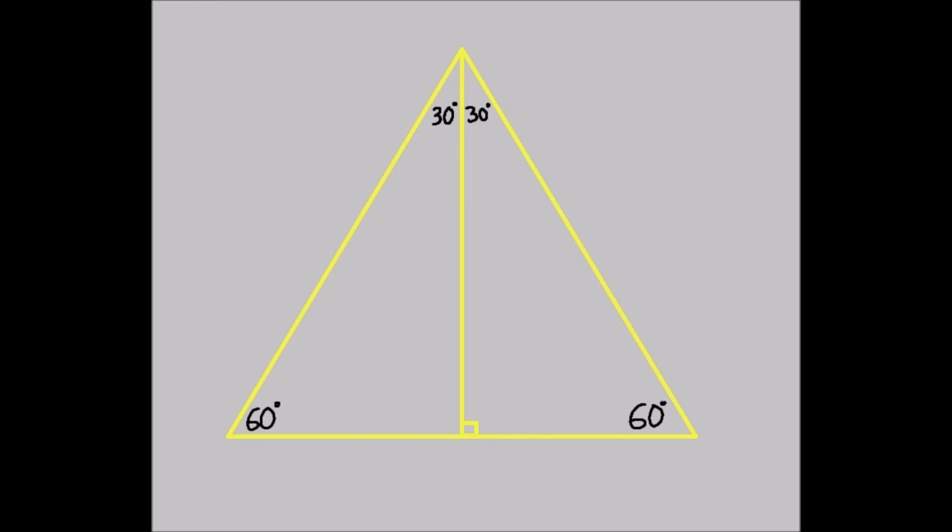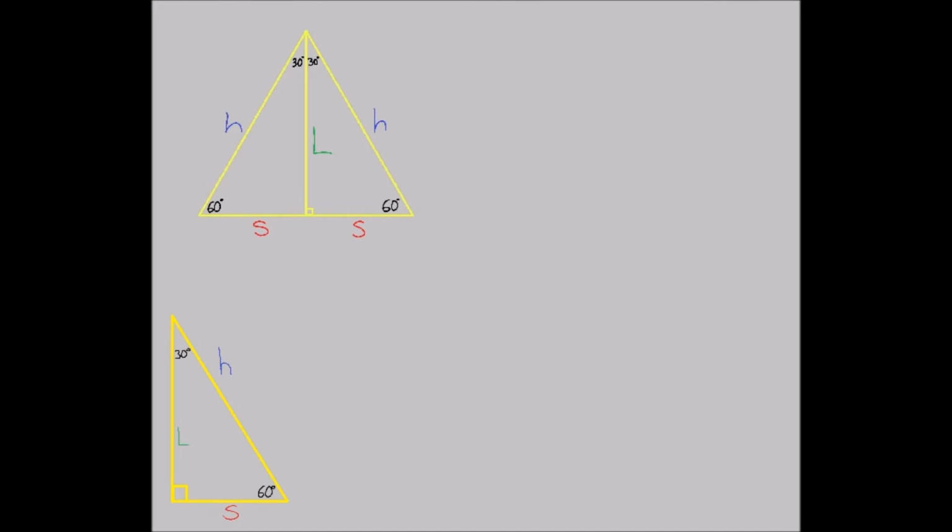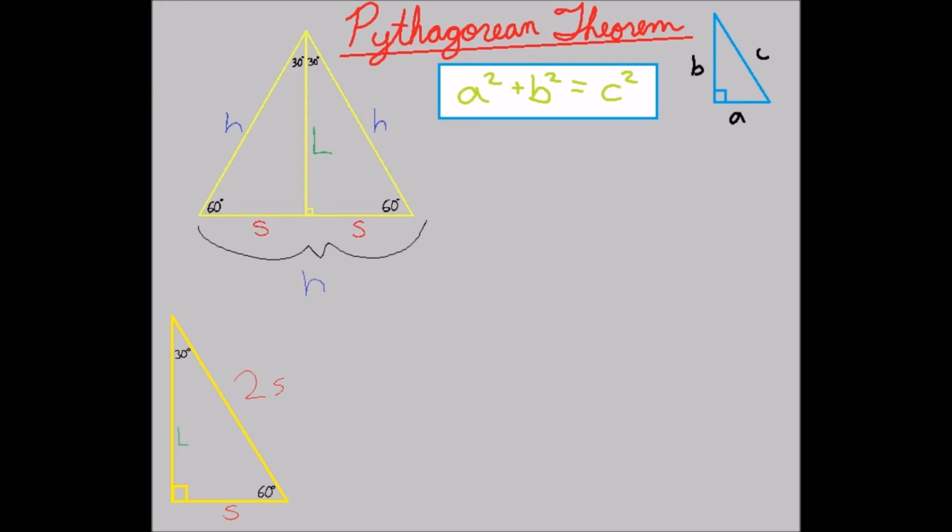Let each half of the bottom line of the triangle be S, each full-length side H, and the line that divides the triangle L. Since all the sides are equal in the big triangle and S is 1/2 of a normal side, then H is 2S. Now we can use the Pythagorean theorem to solve for the line down the middle, L.